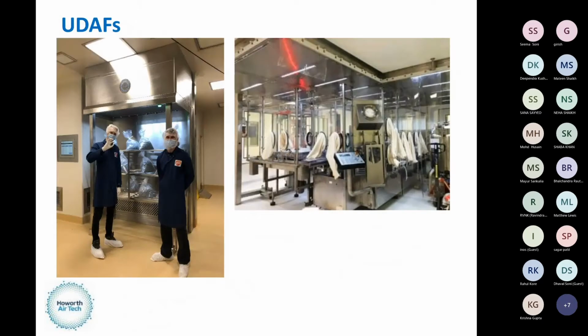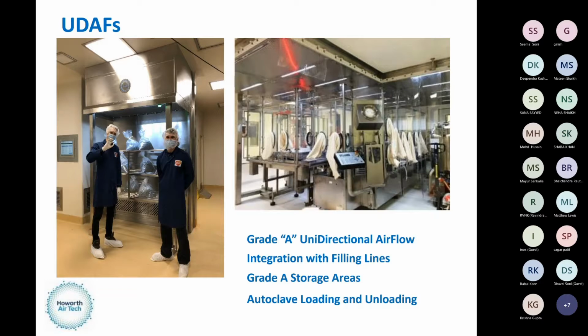And then finally, we have unidirectional airflow systems. So again, these are very much a bespoke application. We can put the systems over existing filling lines. So we've got grade A air supply over the filling area, and that's utilizing HEPA filtration. The system on the left looks very straightforward, but again, we've got a UDAF at the top, which is providing grade A air over. In this case, it's bags of sterilized stoppers.